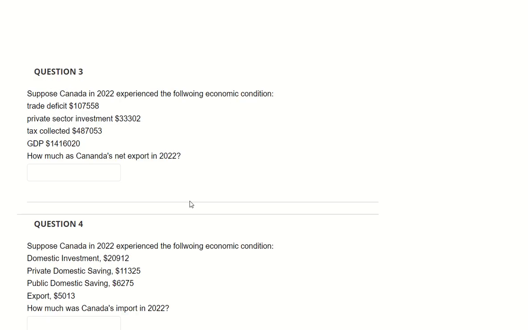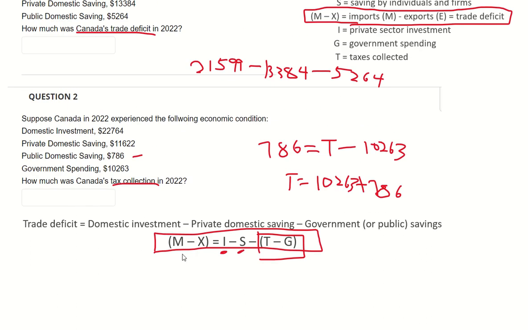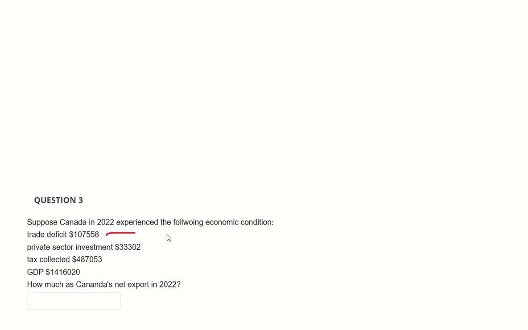Next, number 3 is asking what the net export for the country is. For the net export, remember our little formula for trade deficit. Trade deficit is M minus X, import minus export. The net export is actually the reverse of this formula, so that's X minus import, which means the negative of our trade deficit is our net export.